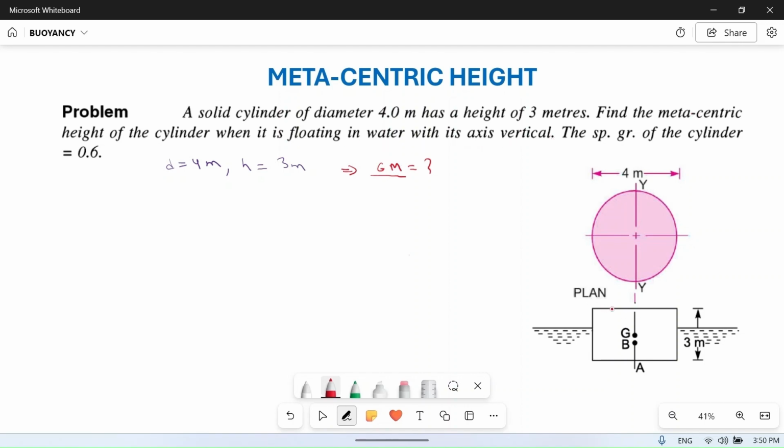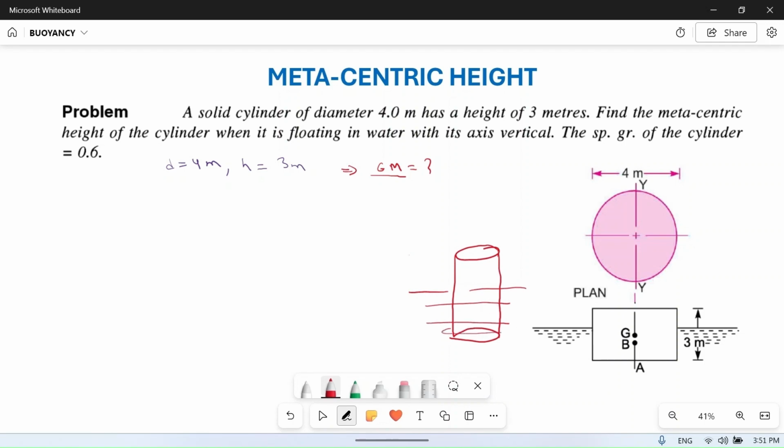So this is the cylinder, and it is floating vertically. The circular portion is at top and bottom, and this cylinder is standing vertical. So it is floating like this. Suppose this is the cylinder, then it is floating like this. I hope you got it.